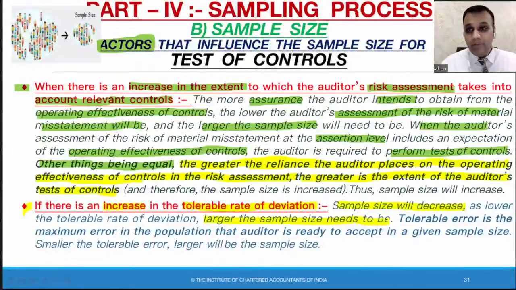Tolerable error, we have done it in the previous session. It is the maximum error in the population that the auditor is ready to accept in a given sample size. He knows that this would be there. So the smaller the tolerable error, the larger would be the sample size, inversely proportional. So if the auditor's setting of tolerable error is lower, smaller, he is conservative, and the number of strata in his sample would be more, in huge quantity. He cannot work upon 100% of the population, but he will try to cover as many strata in his sample from each stratum as possible.